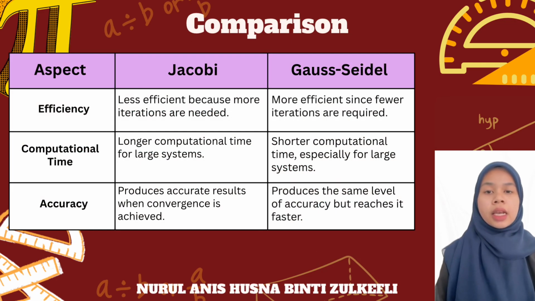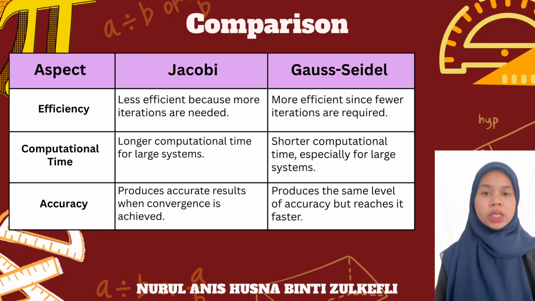Next, regarding efficiency, the Gauss-Seidel method is considered more efficient than the Jacobi method. Although both methods require a similar number of arithmetic operations in each iteration, the key difference lies in the total number of iterations needed to reach convergence. Since the Gauss-Seidel method converges more rapidly, it reduces the overall computational effort. Therefore, for large systems of linear equations, where computational cost and time are important considerations, the Gauss-Seidel method is generally more suitable and practical.